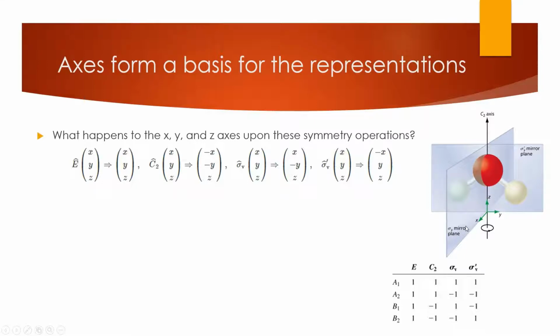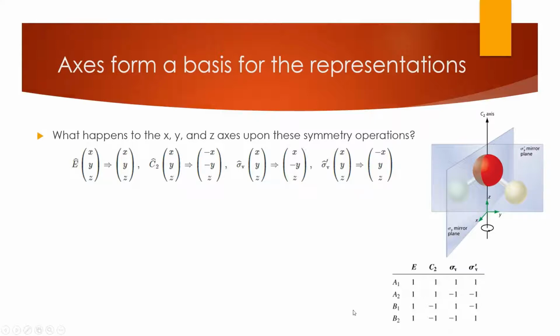So starting with X, what happens to the X axis upon these operations? Well, for the identity operator, the X axis remains unchanged. For the C2 operator, it becomes negative of what it was. For the sigma V operator, it remains unchanged. And for the sigma V prime, it becomes negative of what it was. So what does that mean? It means we can represent the symmetry operations of the X dimension with 1, minus 1, 1, minus 1. And if we come down here and look, that puts the X axis as a member of the B1 representation, where it has 1, minus 1, 1, minus 1.